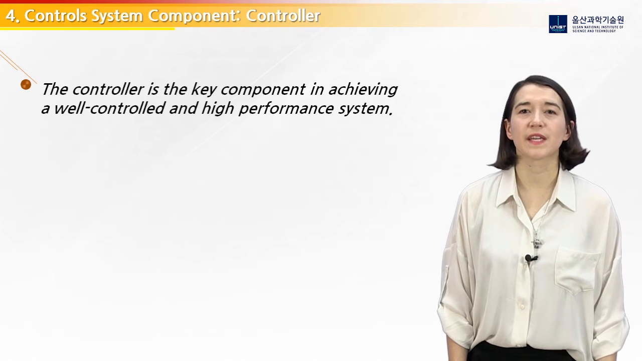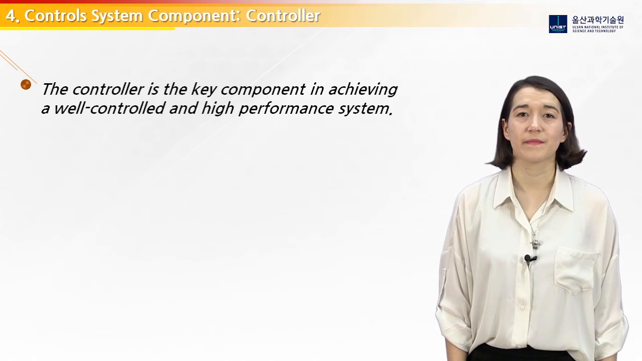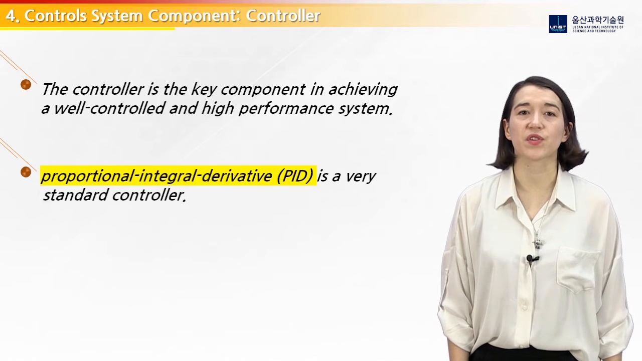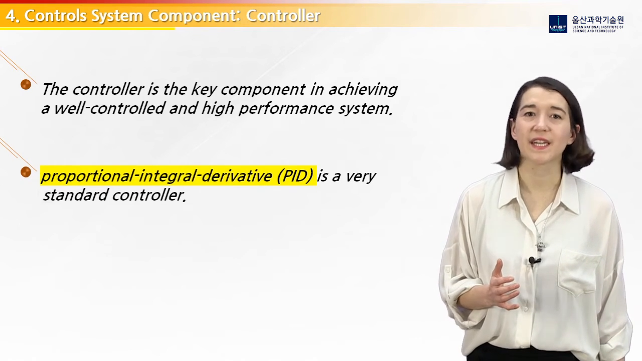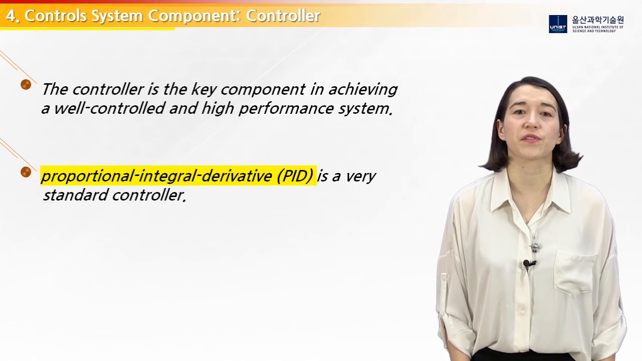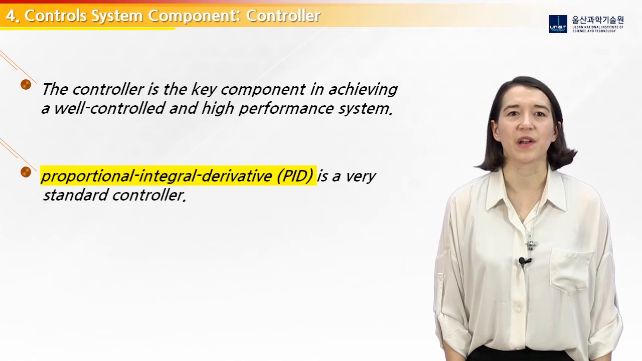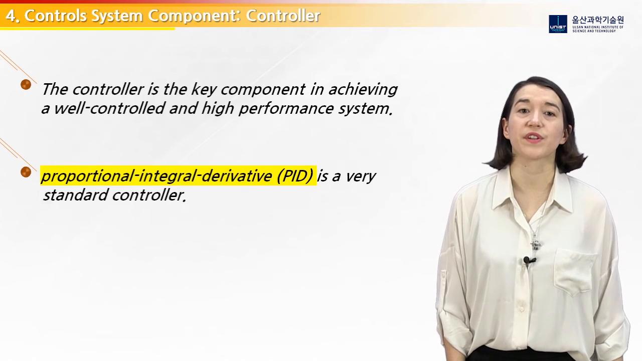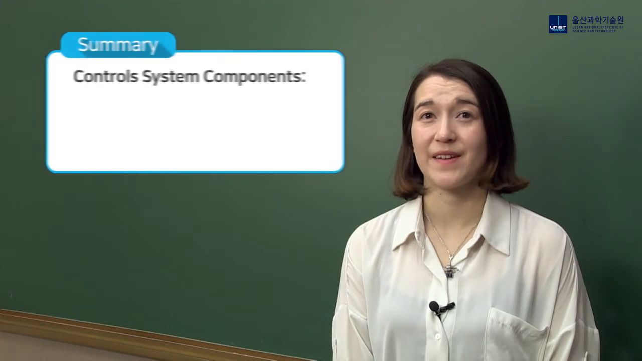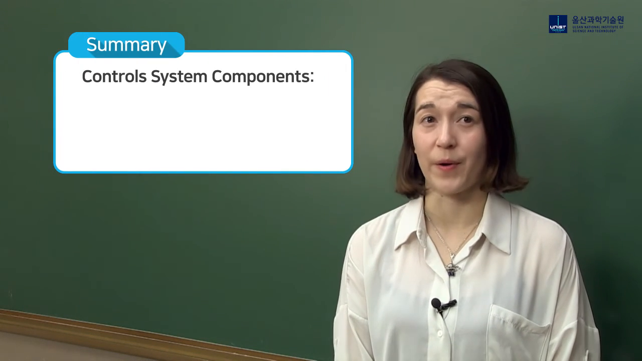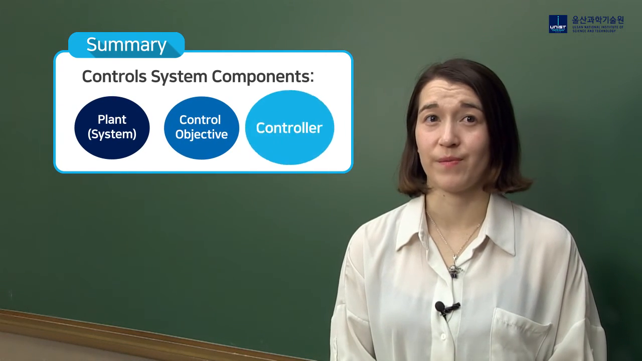The controller is the key component in achieving a well-controlled and high-performance system. A very standard controller is a proportional integral derivative, or PID, controller that is covered in standard control material. There are many different types of controllers, and we will introduce some basic controllers for DC-DC converters later on. To summarize, our three control system components are the plant, control objective, and controller.